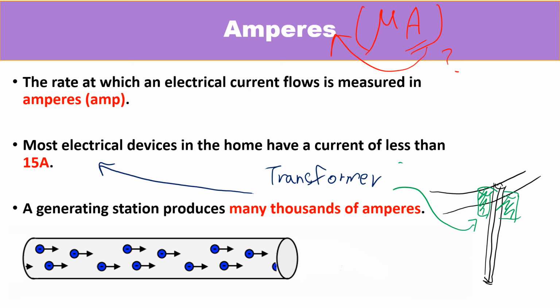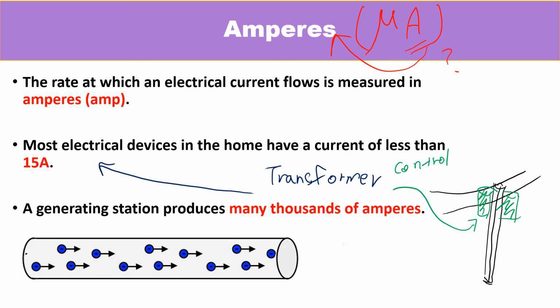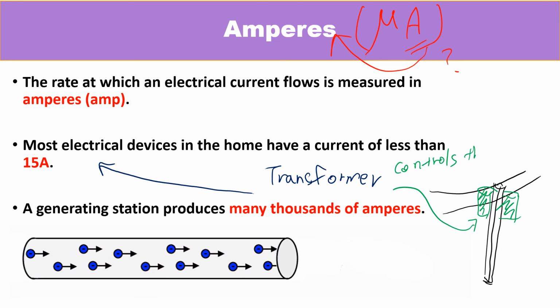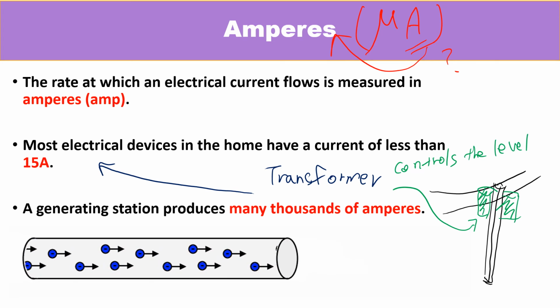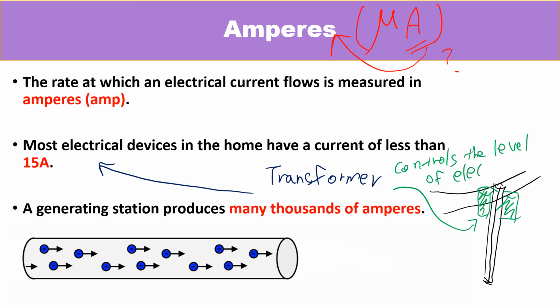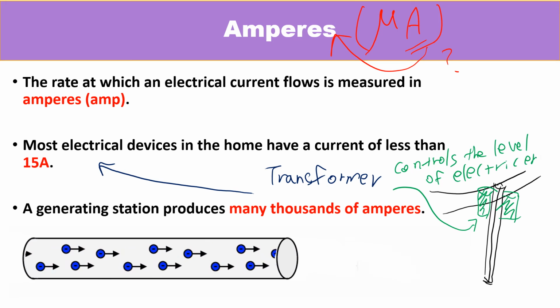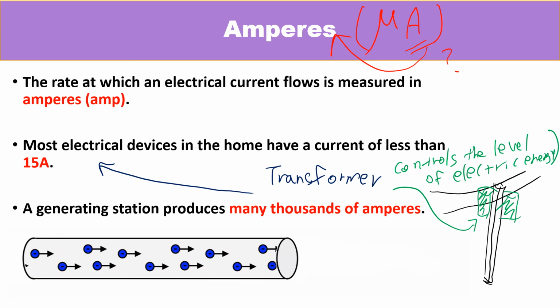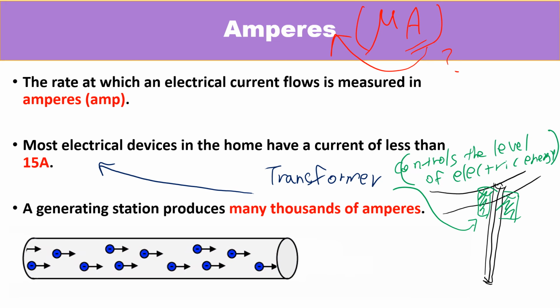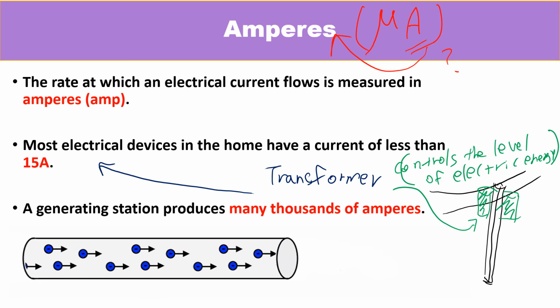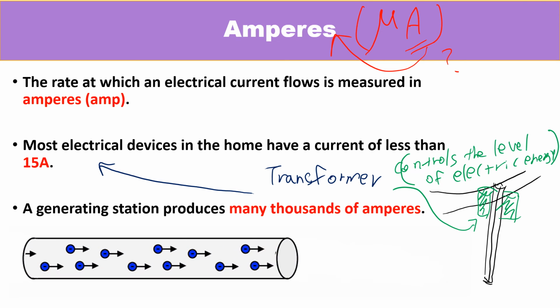Transformer basically controls the level of electric energy. It brings it down to a safe level for the house. It brings it up when it comes to an industrial area, or vice versa.